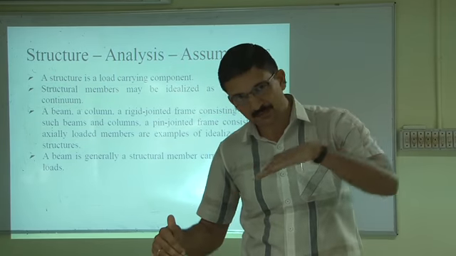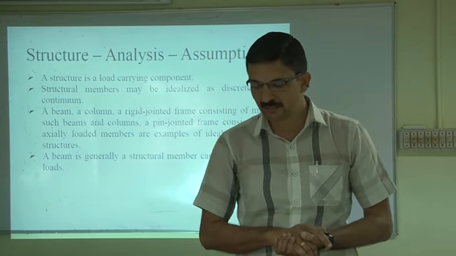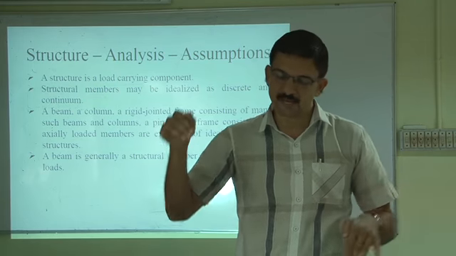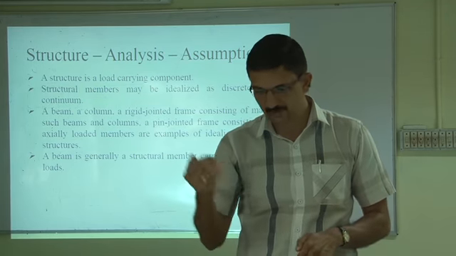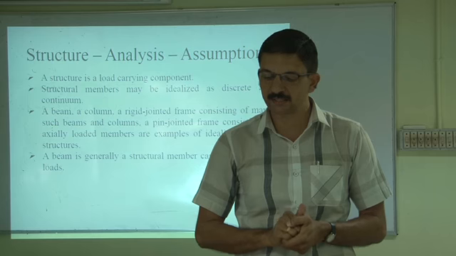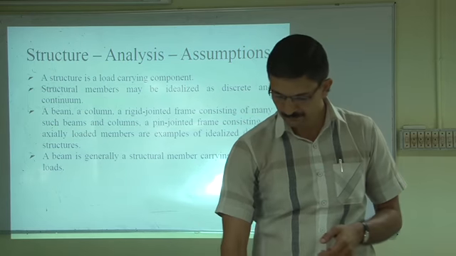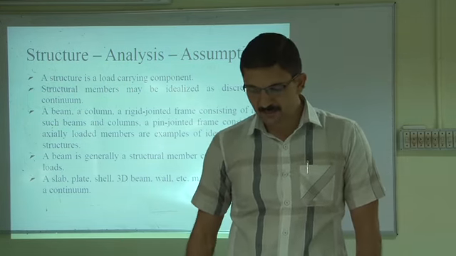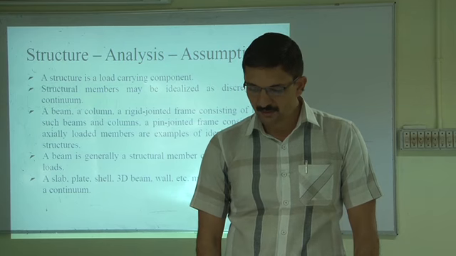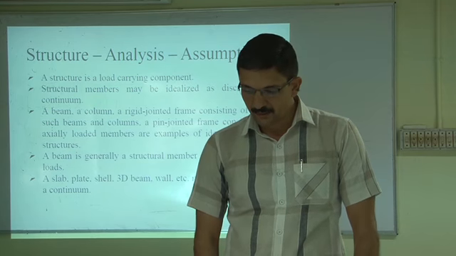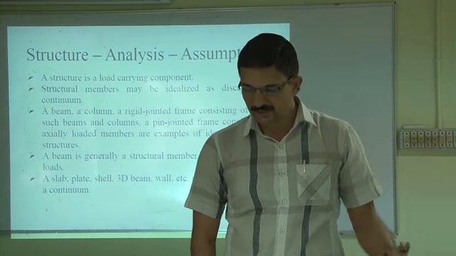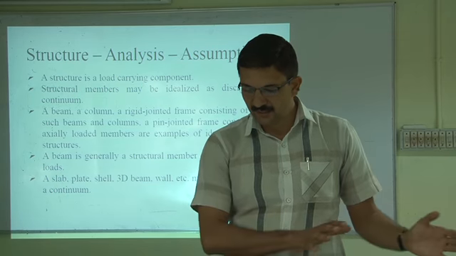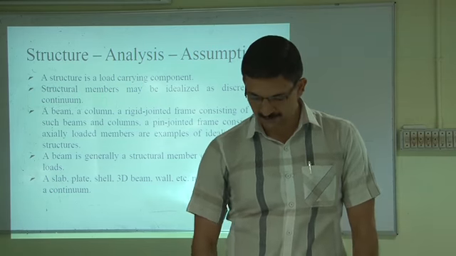A beam can also be inclined. There are special kinds of beams like that, but generally a beam is a horizontal member which carries vertical loads. The inclined loads also can come, but generally the loads are going to be vertical. As I discussed, a slab, plate, shell or 3D beam, a retaining wall or other kinds of masonry or concrete walls can be coming under the category of a continuum structure.